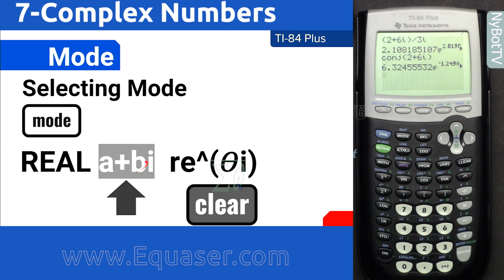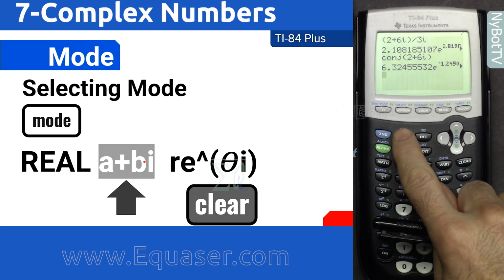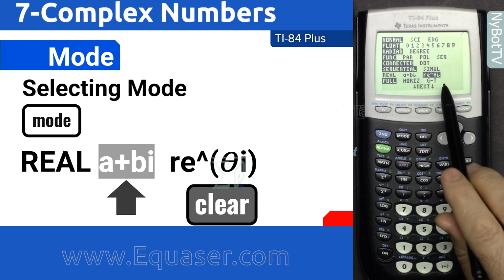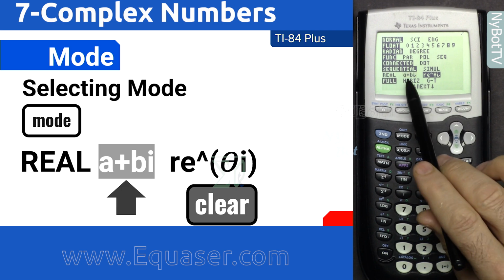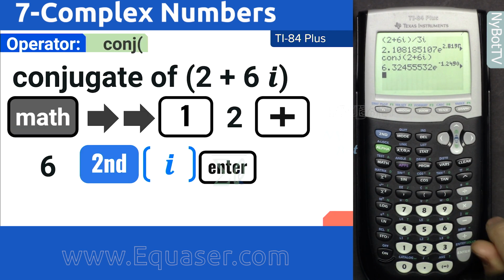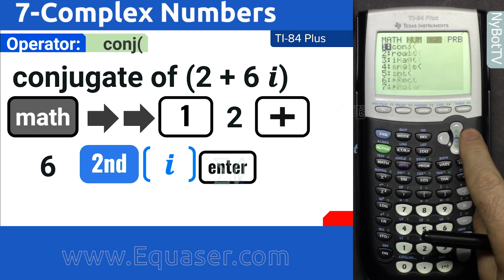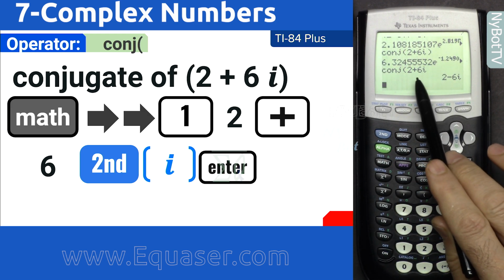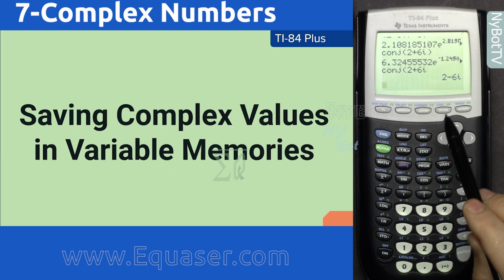Let's change it to rectangular. Press mode, and come in here. The highlight is in polar. Let's go to rectangular, press enter, clear to exit, and let's press math, go to complex, 1, and then 2 plus 6i, 2 plus 6 second function I, enter. Now plus has changed to minus.